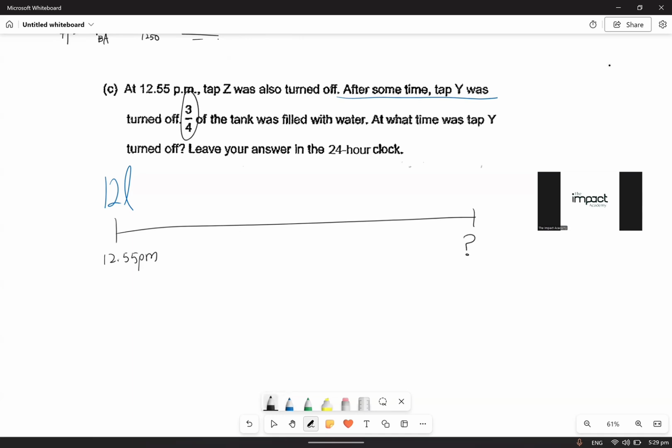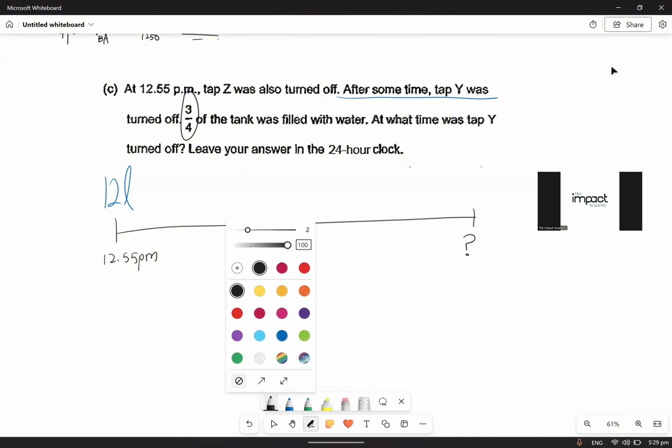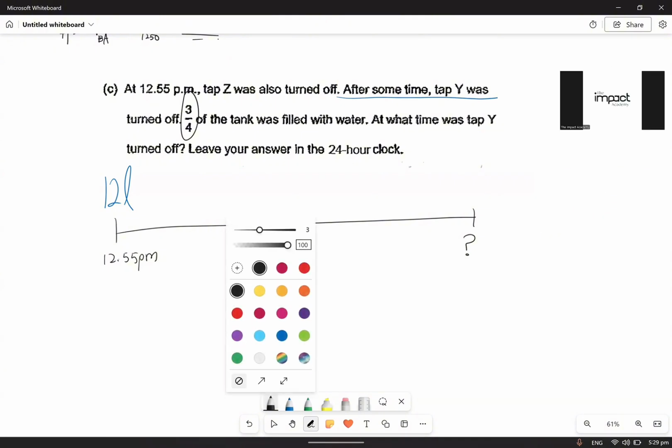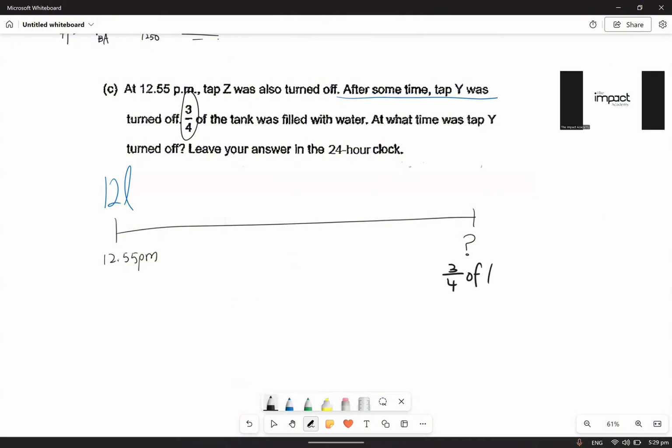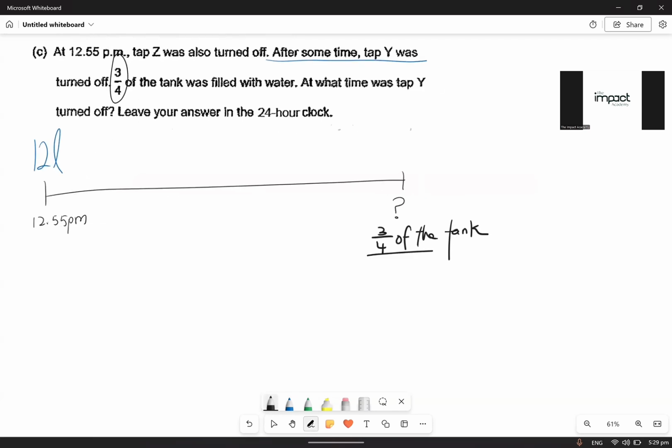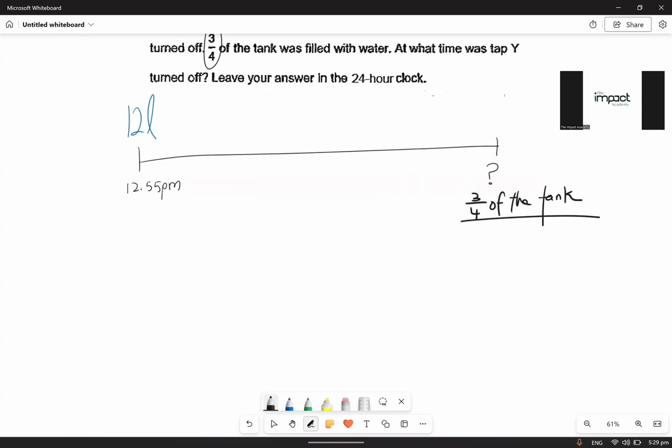But we know 3/4 of the tank was filled with water. Where is 3/4 of the tank? This is 3/4 of the tank. Am I making sense? Okay, 3/4 of the tank is actually equal to what? What is the volume when I say 3/4 of the tank? Very good. So 4/4 is basically equal to 36 liters, right? Is it 36 liters? Yeah. I trust your calculation. Right, over here is 9 liters.